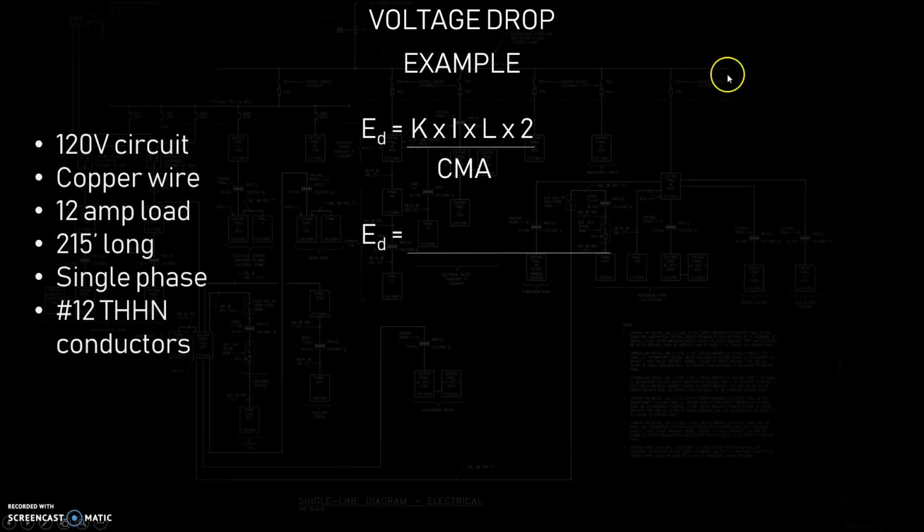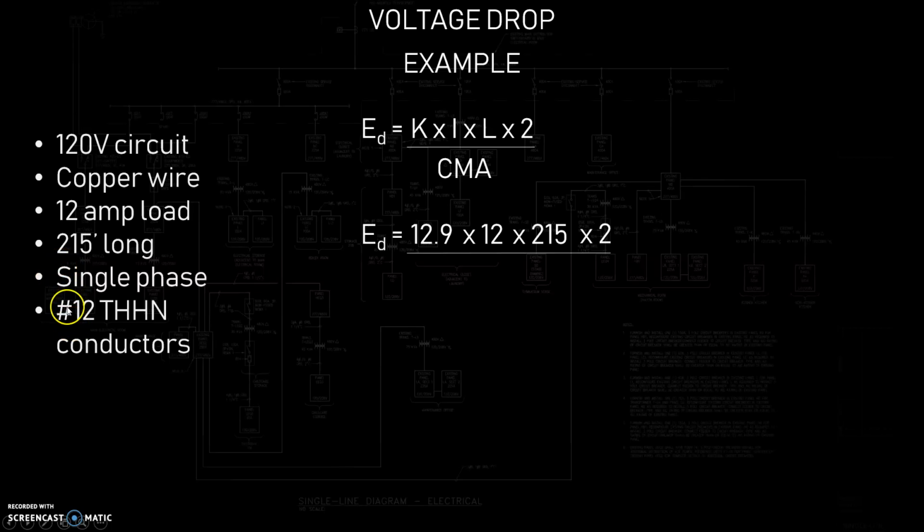So let's go ahead and fill in some values here for our equation. So our K value is copper, so it's 12.9. We have a 12 amp load, as we said, it's 215 feet long, and it's a single phase circuit, right? So now we got to do the CMA down here. How are we going to get that?